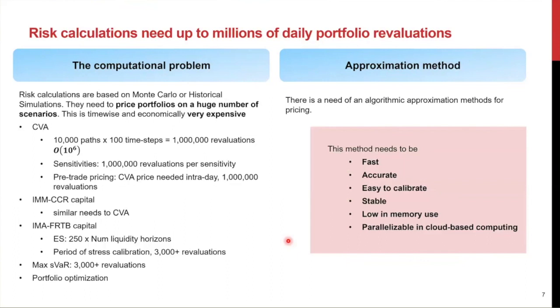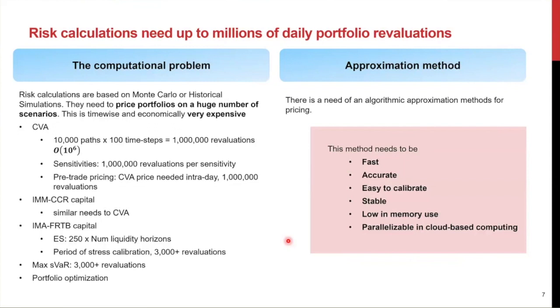For capital IMM CCR, something similar in a different way, capital IMA FRTB also involves evaluating many risk scenarios. So it's the accumulation of all these risk calculations that poses the problem that we face today when we talk about the pricing problem in risk calculations. And you can buy CPUs, but in order to be able to obtain these metrics in a daily manner, you have to buy thousands of CPUs, which in itself becomes problematic because you have to maintain them and you have to pay for electricity usage and so on.